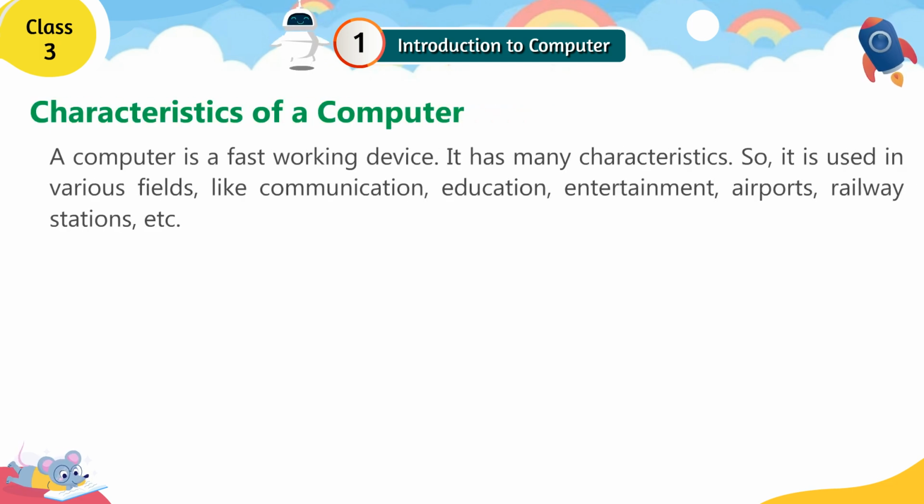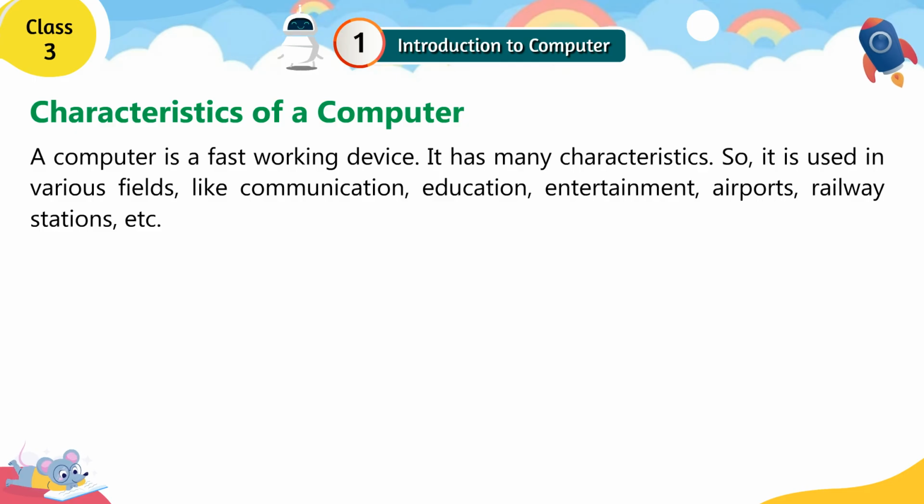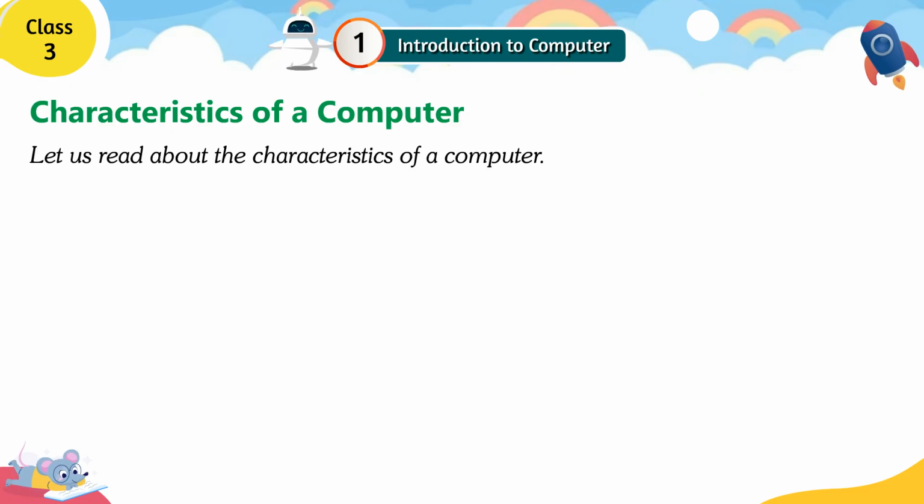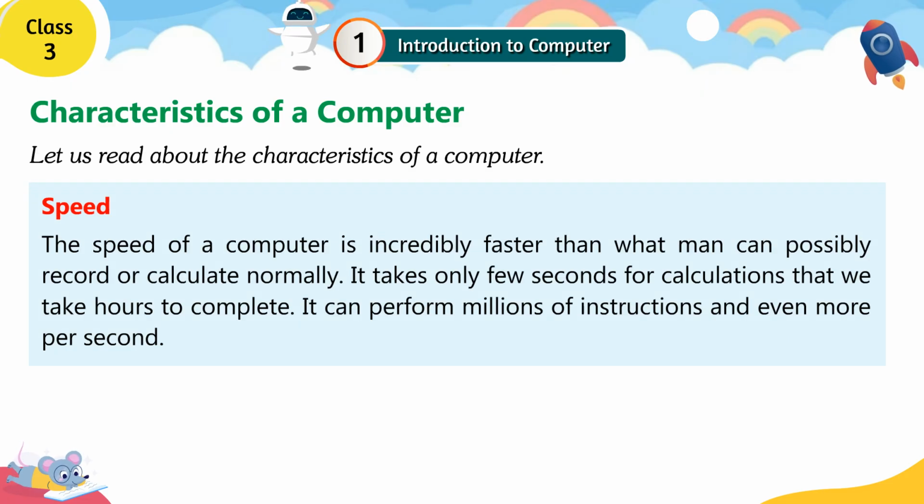Characteristics of a computer. A computer is a fast-working device. It has many characteristics. So, it is used in various fields like communication, education, entertainment, airports, railway stations, etc. Let us read about the characteristics of a computer. Speed. The speed of a computer is incredibly faster than what man can possibly record or calculate normally. It takes only a few seconds for calculations that we take hours to complete. It can perform millions of instructions and even more per second.